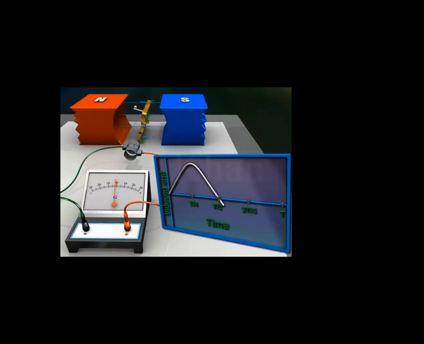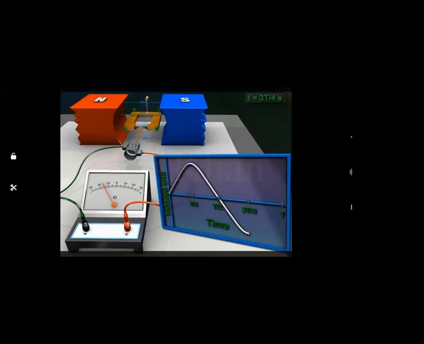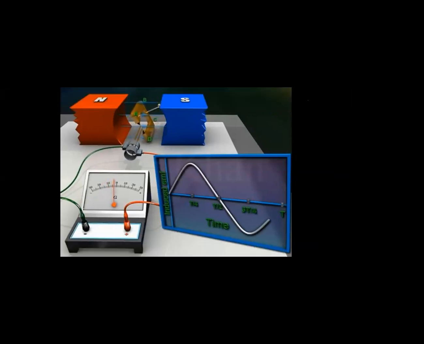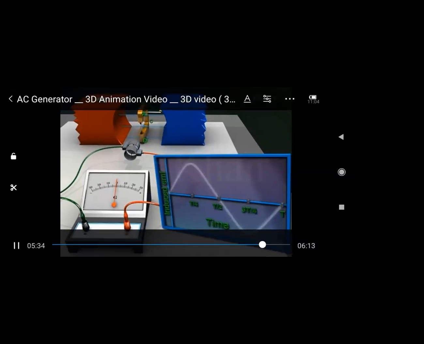During the third quarter rotation, the induced EMF increases, but has an opposite polarity as compared to that of the first half rotation. At time 3t by 4 seconds, the induced EMF attains its maximum negative value. During the fourth quarter rotation, the induced EMF decreases and becomes zero momentarily at time t seconds, as the armature is vertical once again. So the magnitude of the induced EMF is sinusoidal.